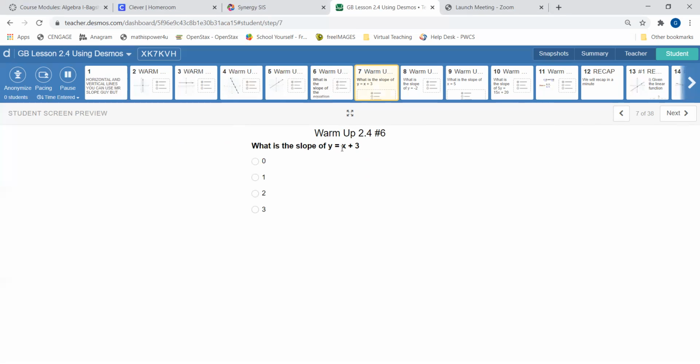The number in front of the x, now there isn't a number, so it's very tempting to want to pick 0 here. But remember, x is 1x, but we never actually write down the 1, so the slope would be 1.